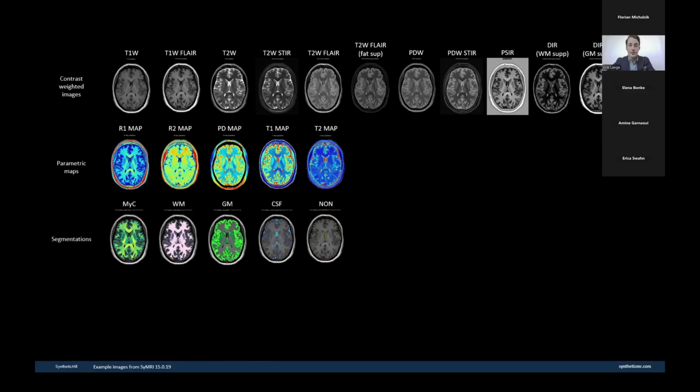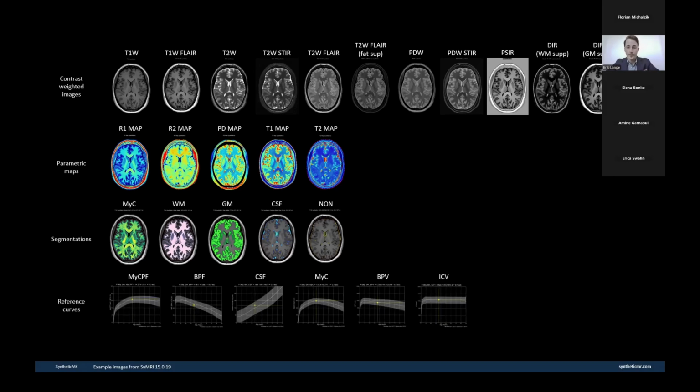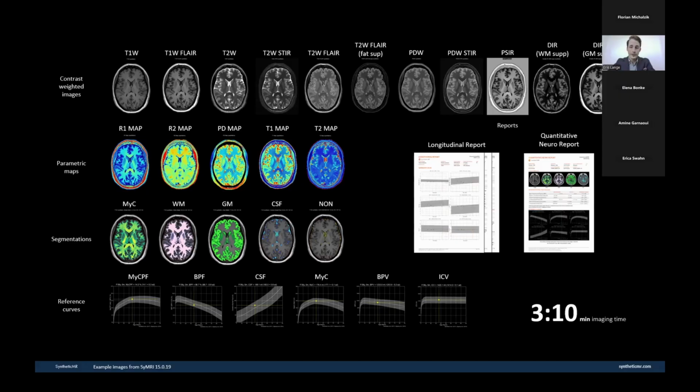Third, we have the segmentation maps based on the quantitative data: white matter segmentation, gray matter segmentation, CSF, and of course, very importantly, the myelin correlated segmentation. So you can accurately quantify myelin in as fast as a 3-minute scan. Then we have the reference curves that will help you compare the patient values to an age-matched healthy population, and of course also against the patient itself over time. The results are typically automatically summarized into reports that are together with the images available in your PACS.